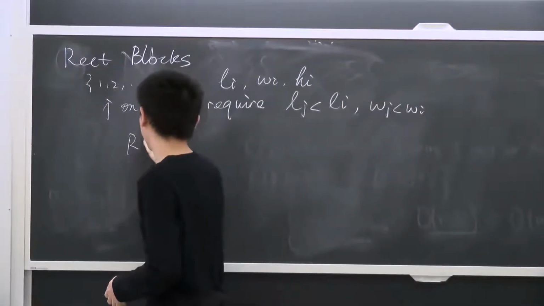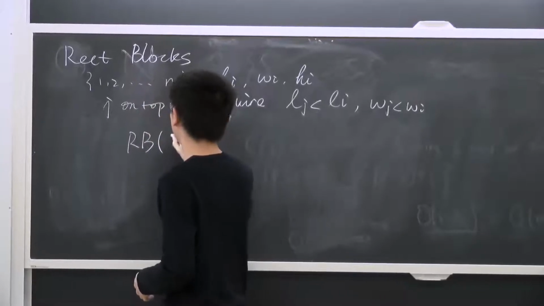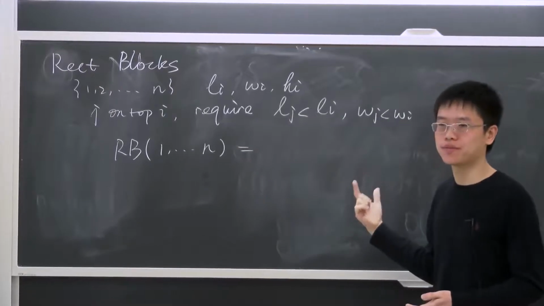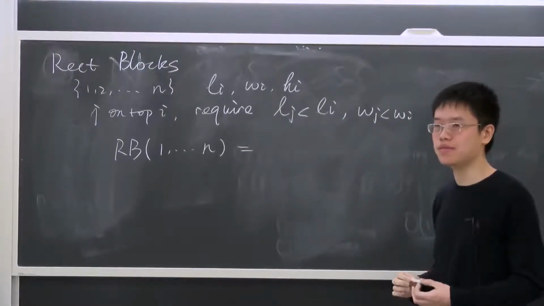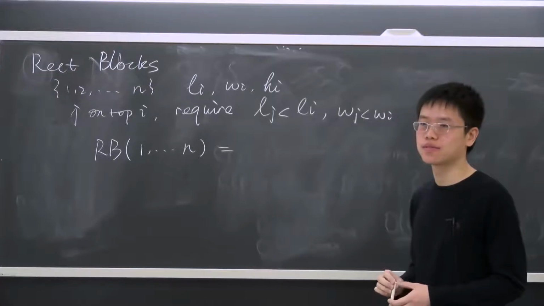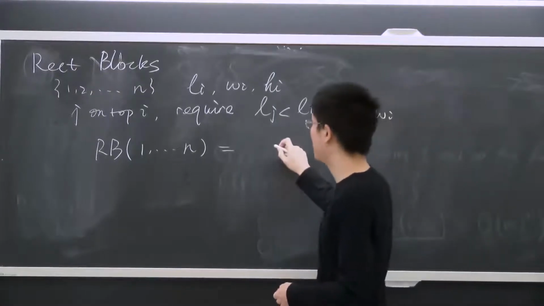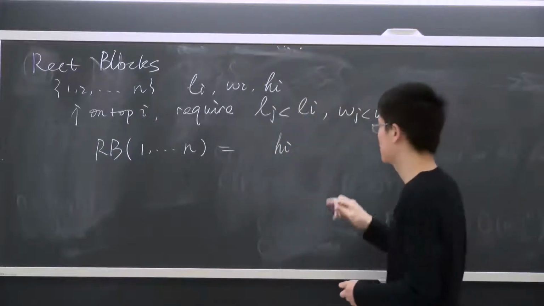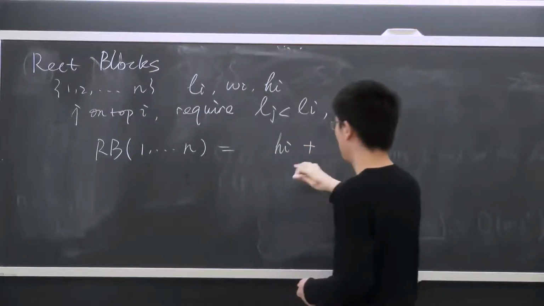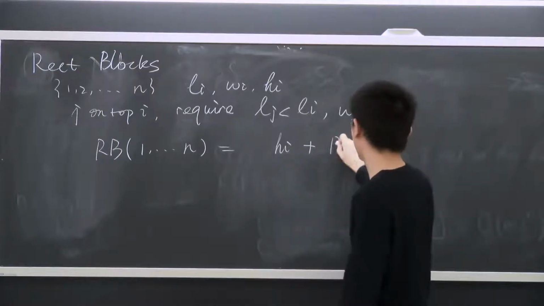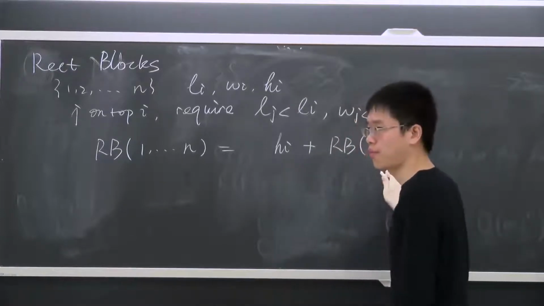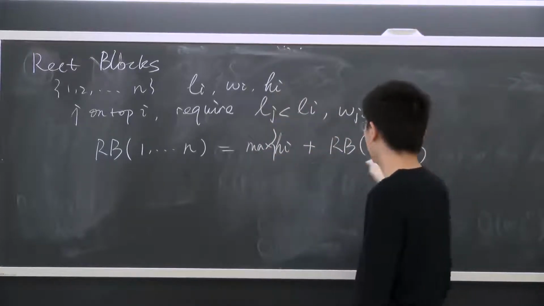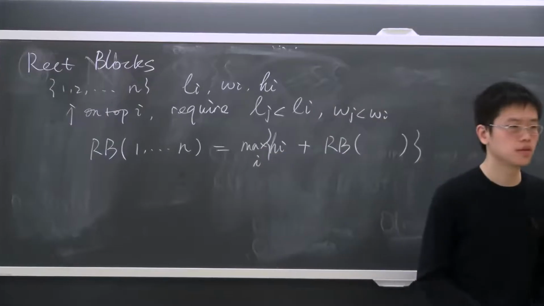So I want to solve my rectangle block problem, say from 1 to n. What are my subproblems? Choose one block. Okay, let's choose one block, and then you run RB of everything except that block. So I get its height, and then I have a subproblem. What is the subproblem? And then I'll take a max over i.